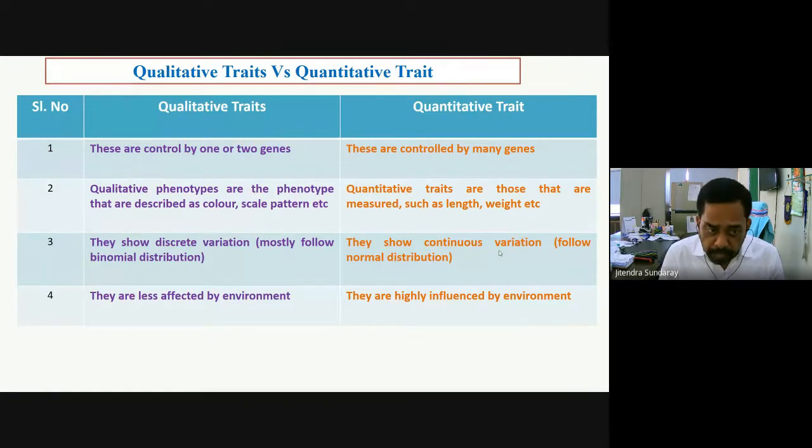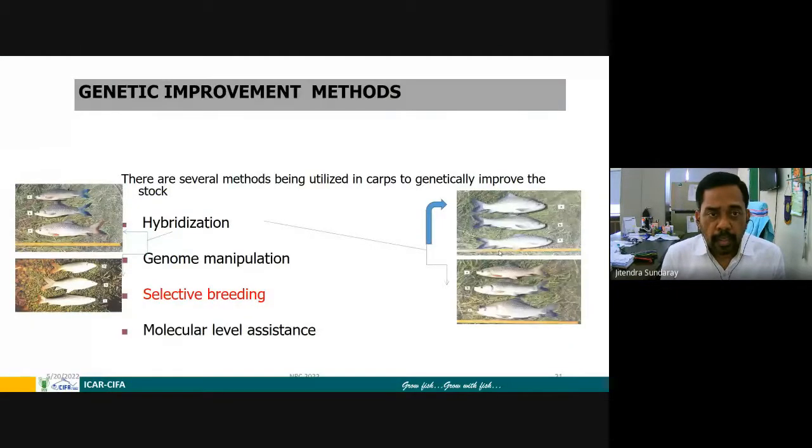You may not have a problem with muscle flesh, but you may have a problem with parasites or any disease which is prone to the flesh. So earlier, what we used to do was hybridization, genome manipulation, selective breeding, and molecular level assistance. Recently, we are looking at marker assisted selection and genomic selection.